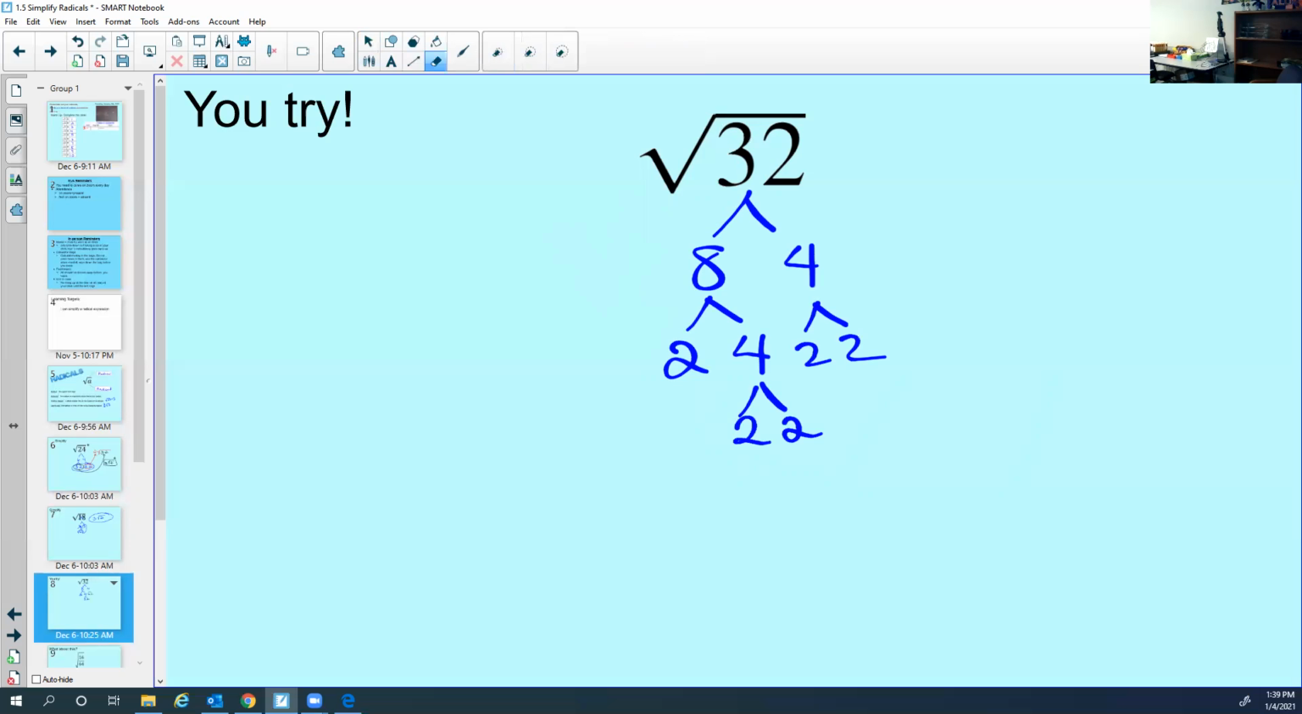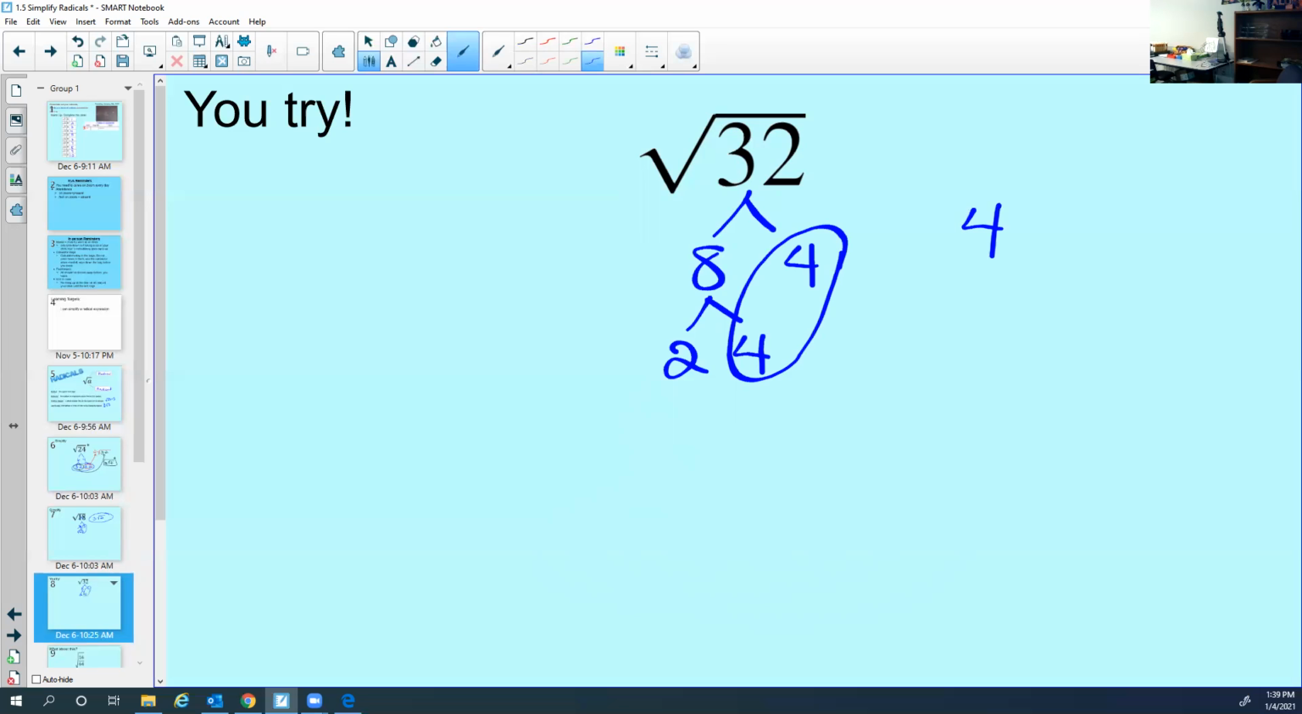Now, I'm going to go back here for a minute. Notice when I got down here, I had a pair of 4s right here. Since I have a pair of 4s, I can go ahead and put those pair of 4s on the outside and put square root of 2 on the inside.